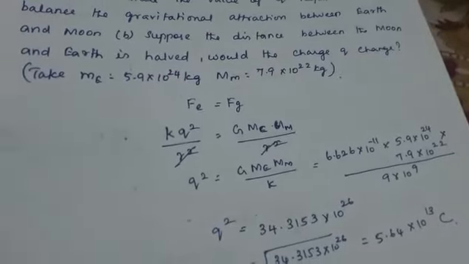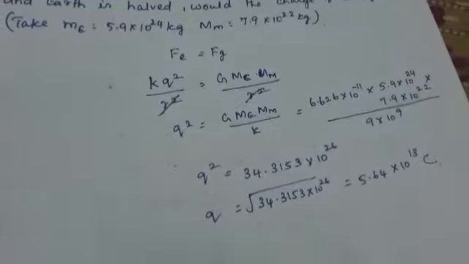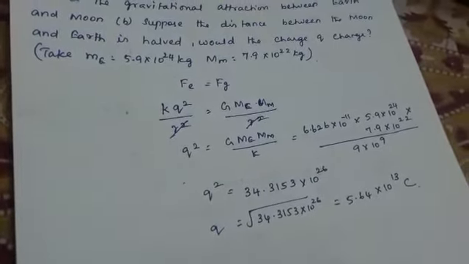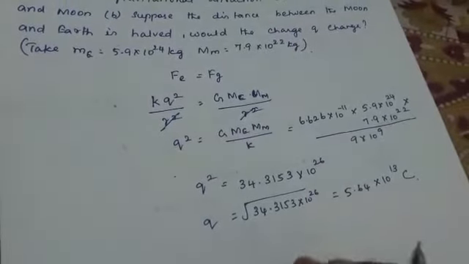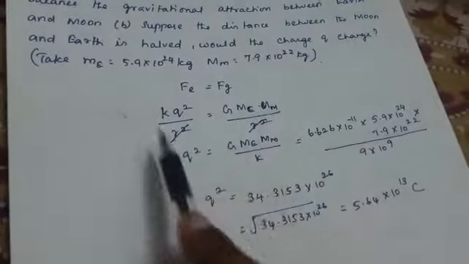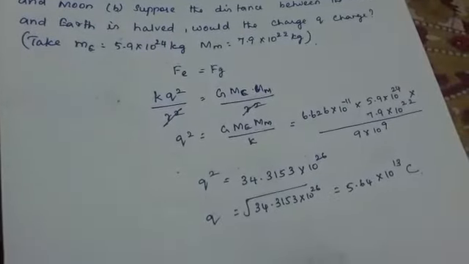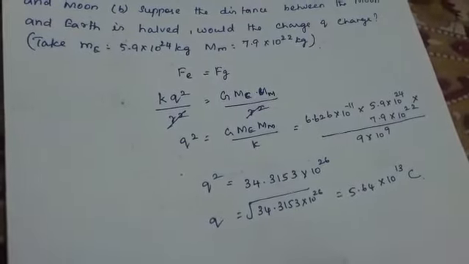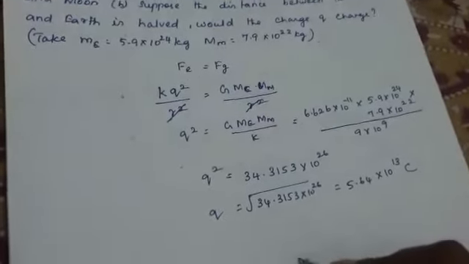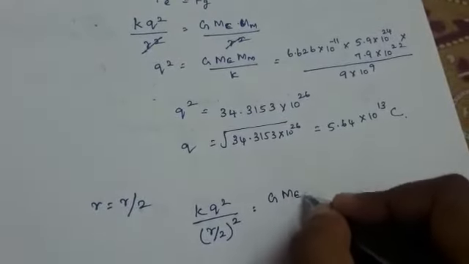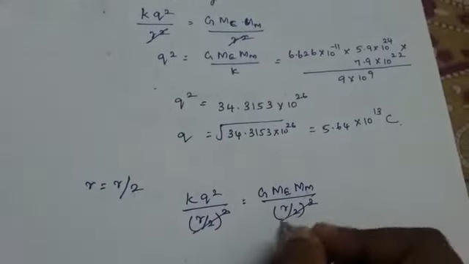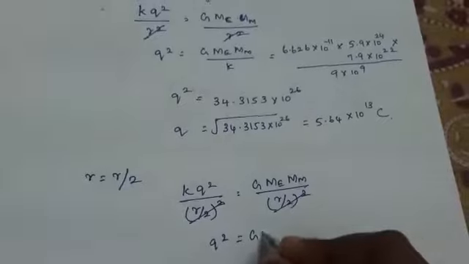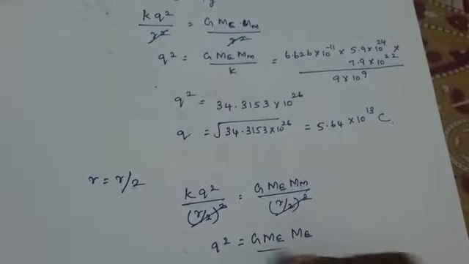Now the second part. Suppose the distance between the moon and the Earth is halved. So what we are going to write is R is equal to R by 2. What would the charge Q change? The question is whether the charge Q will change. Now I am going to substitute in this equation, that is K Q square by R square. For R square I am going to substitute R by 2 the whole square. This is equal to G M E into M by R by 2 the whole square. So this and this will again get cancelled. Q square is equal to G M E into M by K.